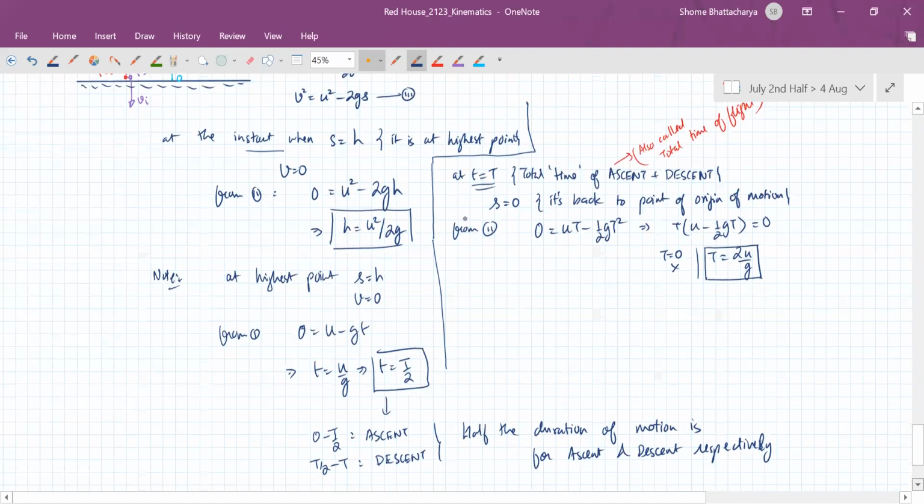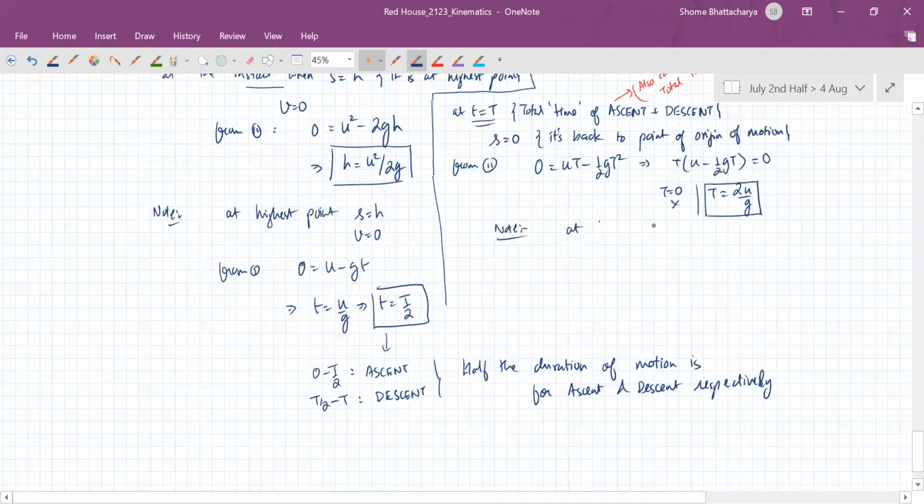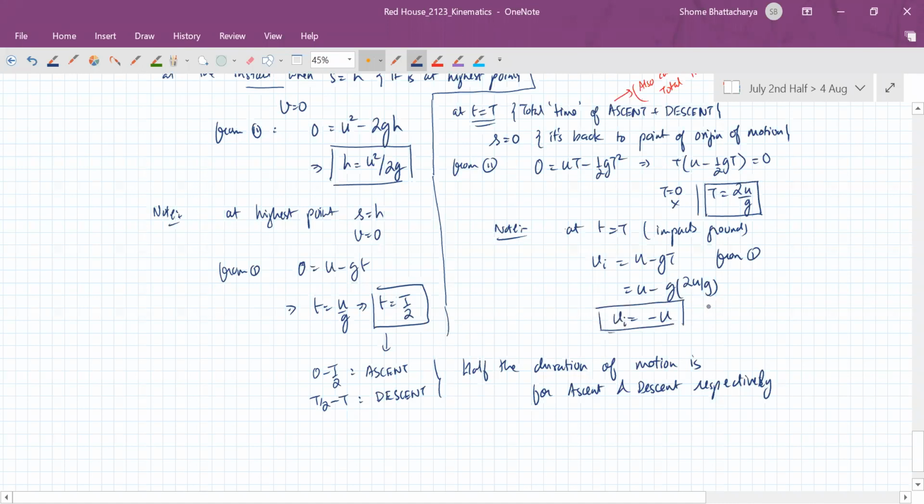And the other thing is, at T equal to capital T, when it impacts the ground, V impact will become U minus GT from the first equation. So that will become U minus G into 2U by G. So you see it will become minus U.